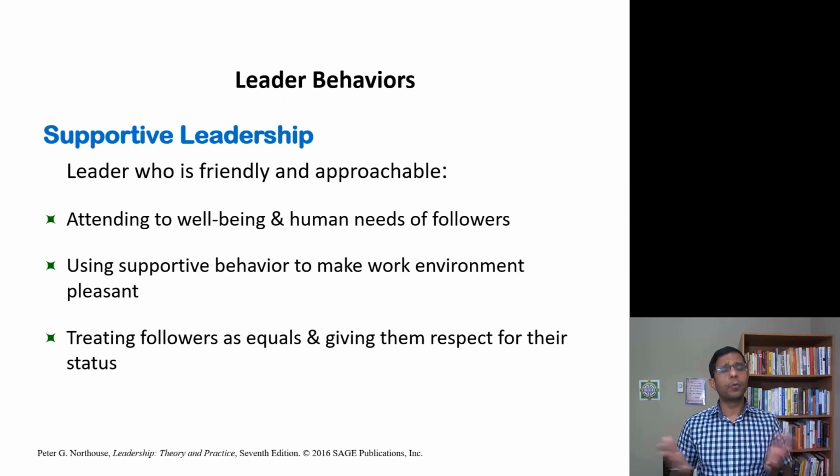The next one is supportive leadership behaviors, nothing but relationship-oriented leadership behaviors. This is about caring for the followers. It's being compassionate towards their needs, understanding their needs. It's being friendly, it's being nice to them, it's being approachable to them. So these are some examples of supportive leadership behaviors.